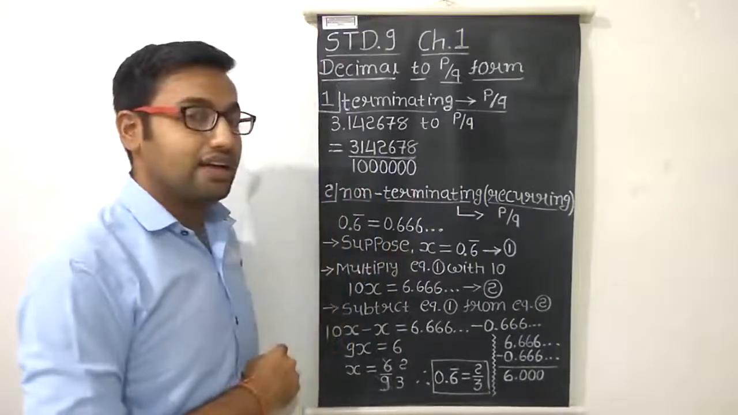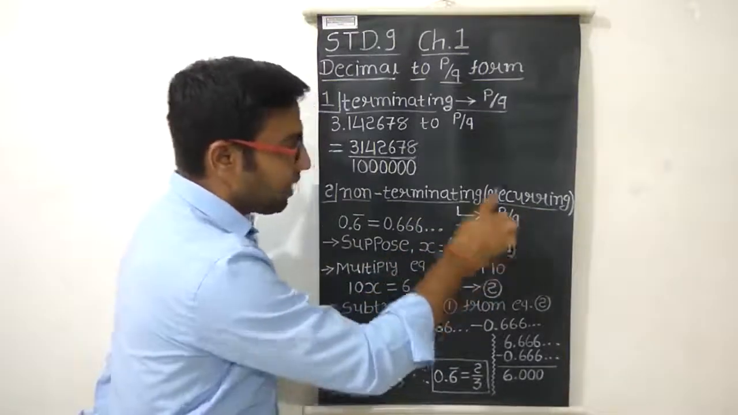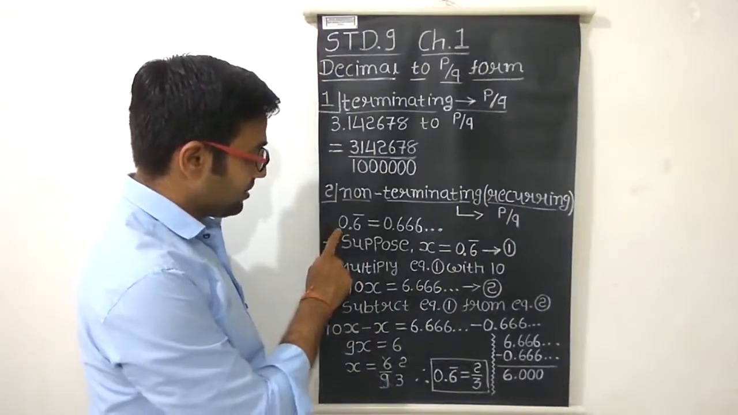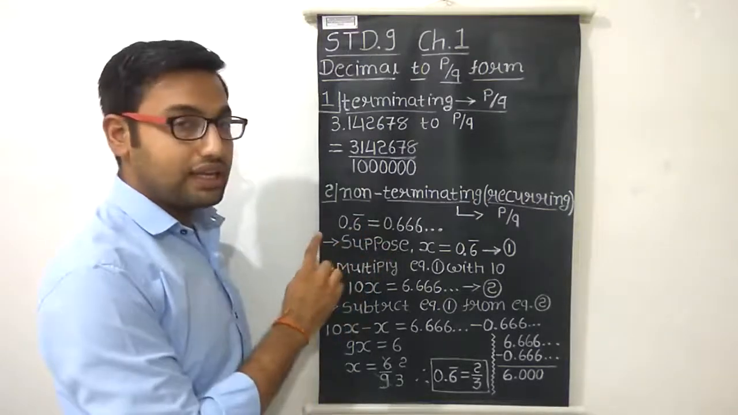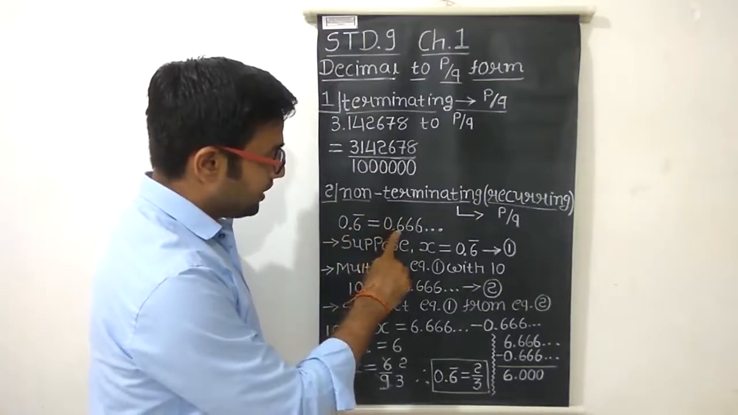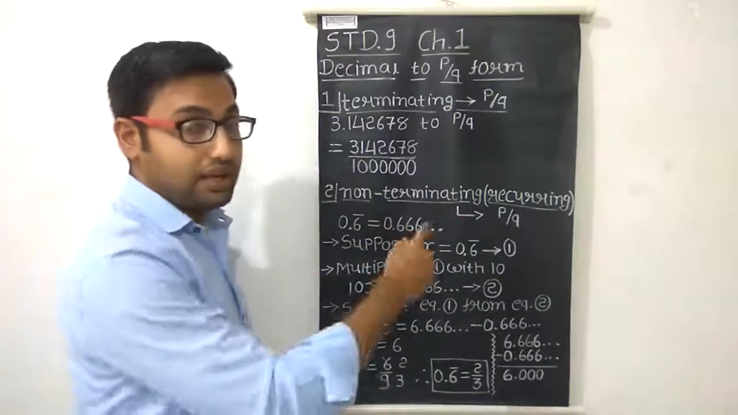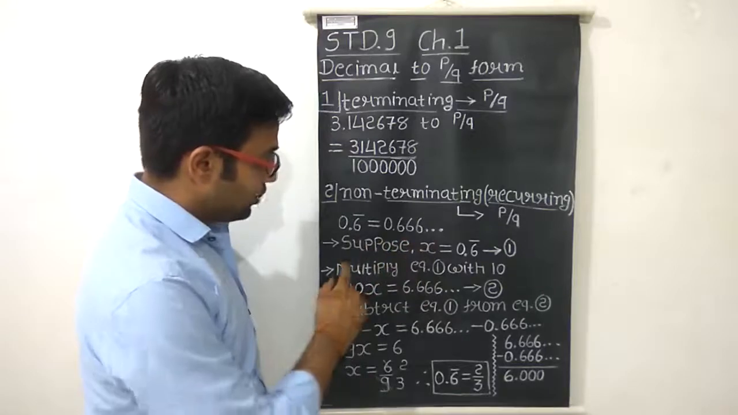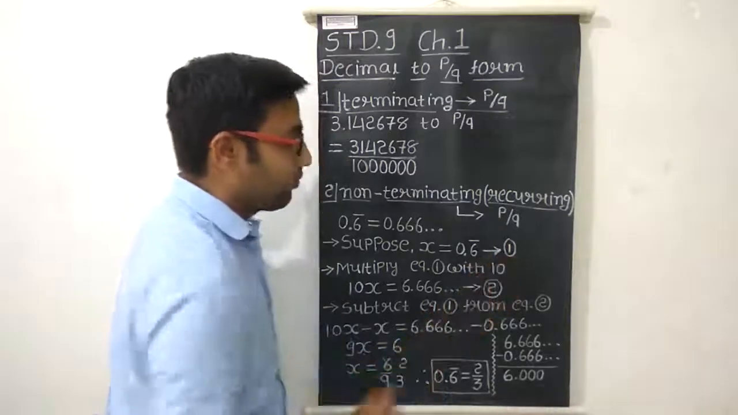So this is the second category, non-terminating recurring or repeating form to P by Q form. Now we will take an example. Let's suppose there is a number 0.6 bar. Now we know that 6 bar means only the digit 6 is repeating itself. So we can write it as 0.666 dot dot dot. That means this number is continually repeating itself. So we will suppose it as a number x. Let's suppose x is equal to 0.6 bar. Call it equation number 1.